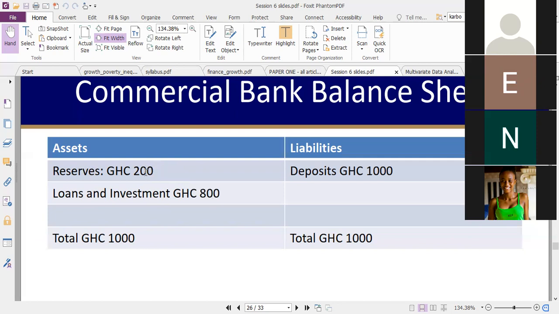So in this case, looking at this, they are keeping 20% of this as reserve. Out of this 1,000 they made, they are keeping 20% of it. And you know, at all points, we should have a balance: 1,000 here, and here is also 1,000. Please, do we get it? Yes, sir.